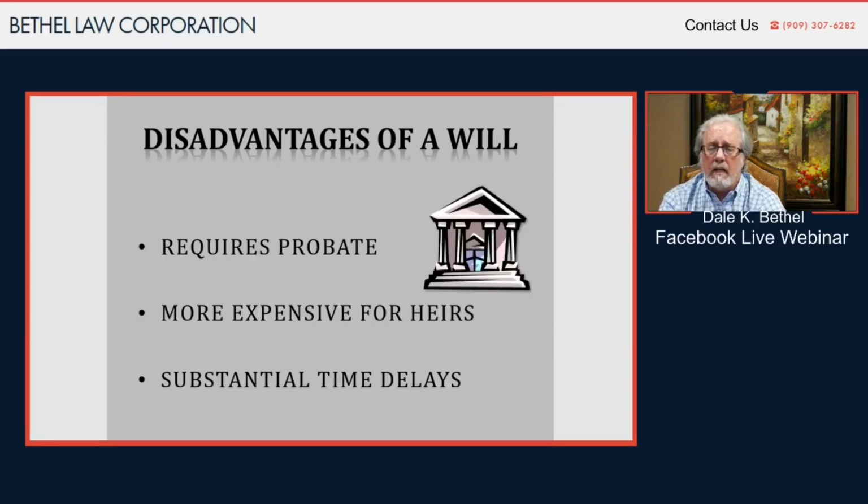So the disadvantages of the will is everything I've kind of been emphasizing up to this point. It does require probate. That means we have to go to court and spend the money that I showed you on that chart. And the other big problem is it takes forever. Right now, a normal probate will take about a year to get through the system. Now, if there's any arguments or any challenges to anything, it drags out to 2 or 3 years to get through the probate process.